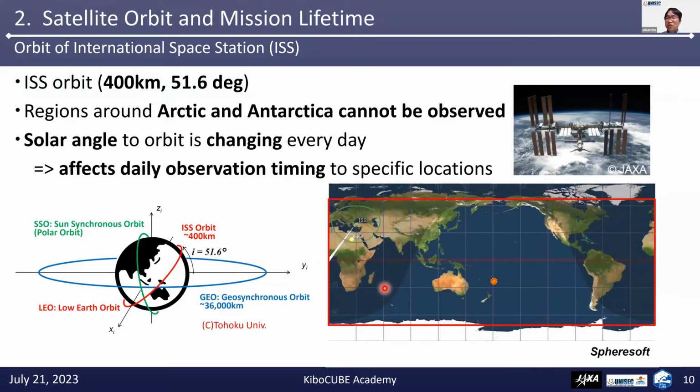This includes the northern regions of Sweden and Norway. Actually, we have another ground station in the north part of Sweden. So from that ground station, the ISS small satellites cannot be observed. Also, the solar angle to the orbit is changing every day. So this affects the daily observation timing to our specific ground station. It means that sometimes the satellite comes only in sunshine, only daytime, and sometimes only nighttime. So the arrival time is not stable.